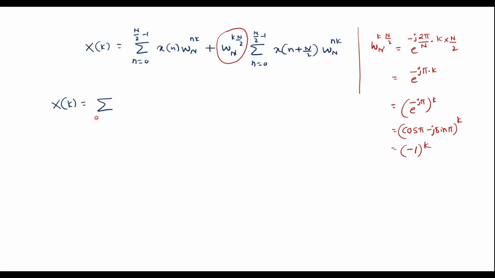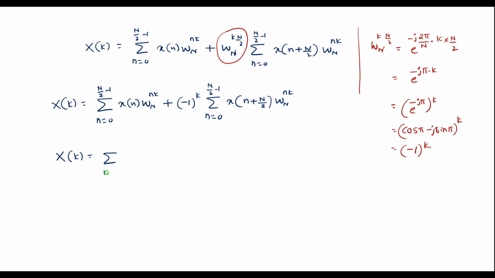Therefore I can rewrite this expression as X of k is equal to summation n equal to 0 to N by 2 minus 1 x of n W_N power nk plus, I will replace this with minus 1 power k, and write the remaining part as it is, summation n equal to 0 to N by 2 minus 1 x of n plus N by 2 W_N power nk. Or I can further simplify this as X of k is equal to summation n equal to 0 to N by 2 minus 1 of x of n plus minus 1 power k x of n plus N by 2, because this term is common, I will take it as common, W_N power nk. I will call it equation 2.